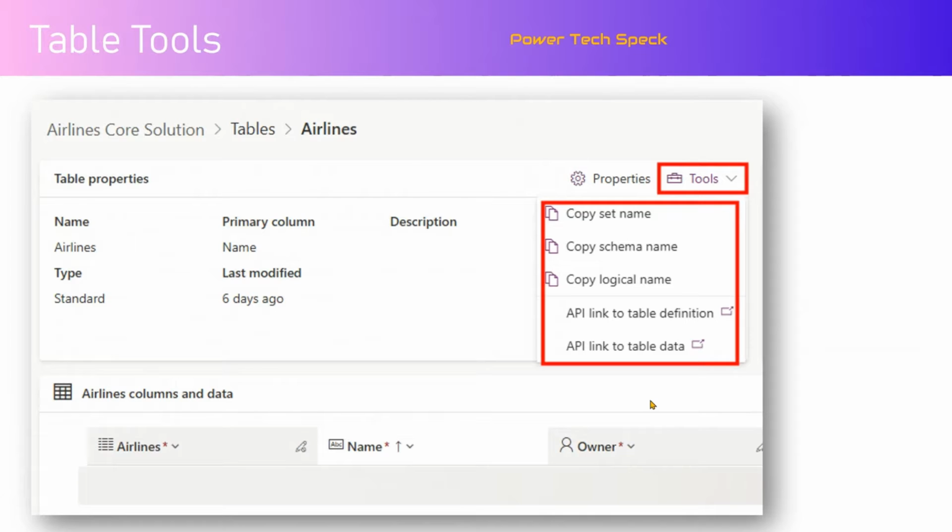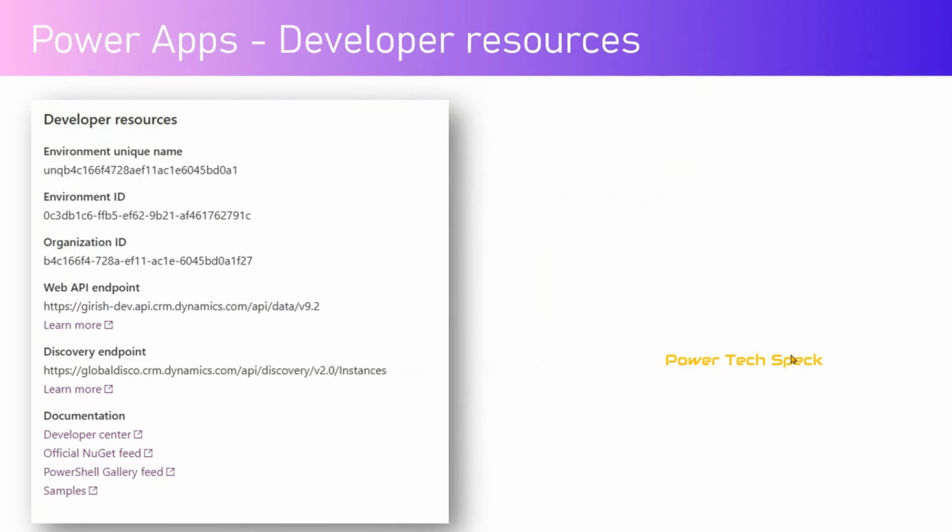So if you have built any custom application, or if you have a custom table, then you can identify the set name, the schema name, the logical name, and also you can get a direct link to the API for the table definition or the table data using this interface. Now, this is useful if you're building a Power Automate flow and you want to know the logical name, or the schema name, or maybe the set name, or if you're using a tool like Postman to post data to a particular site and you want a specific link, then you can make use of this interface.